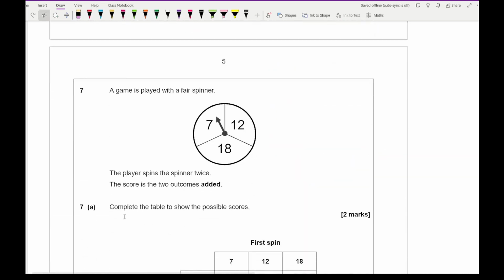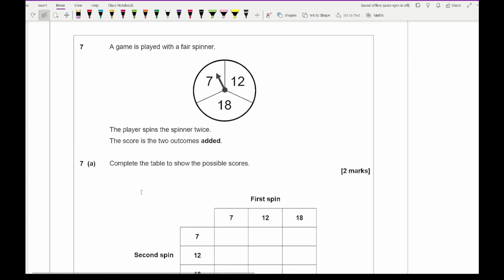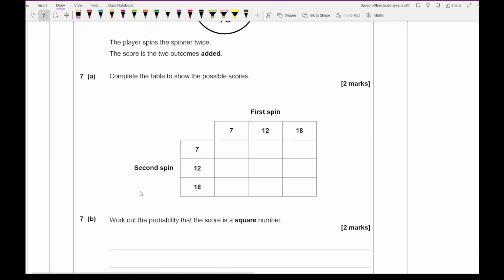Moving on to question 7, it says that a game is played with a fair spinner. The player spins the spinner twice and the score of the two outcomes is added. And the question is asking us to complete the table with the possible scores. So what we need to do here is just simply add the headings of this two-way table. So here we've got 14, 19, 25, 19, 24, we've got 30, we've got 25, 30 and 36.